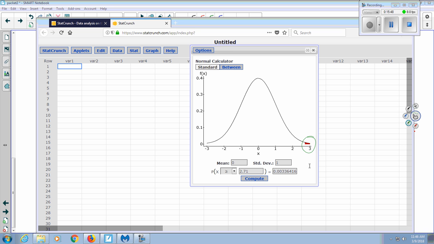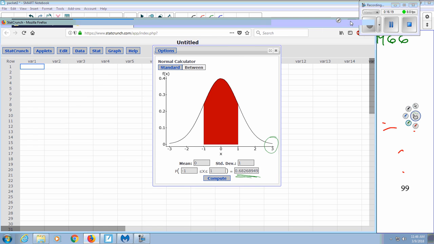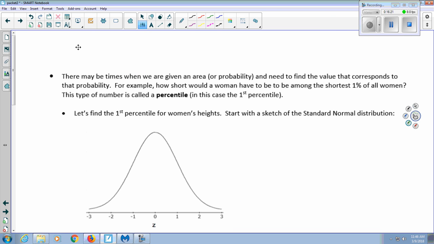You can even use StatCrunch to find between. Right now it's finding between one standard deviation below and one standard deviation above, which is 68%, which we're not surprised about because our empirical rule says that's about what we expect. So that's how you would do that using StatCrunch. Remember that on the test, you have to use the tables. Okay, so I'm going to close this, and we have one last problem.